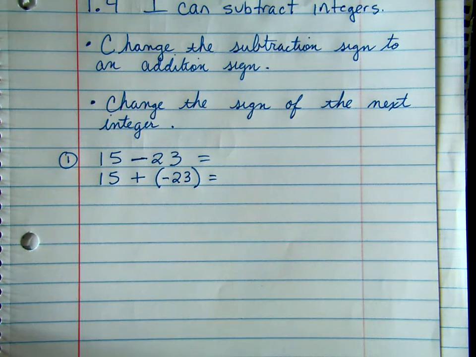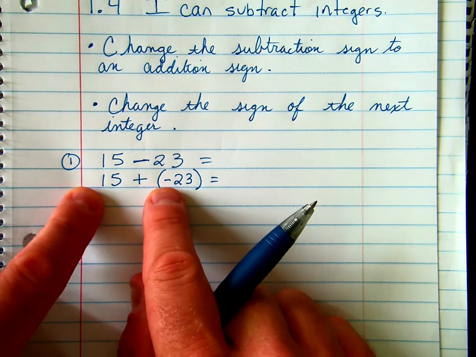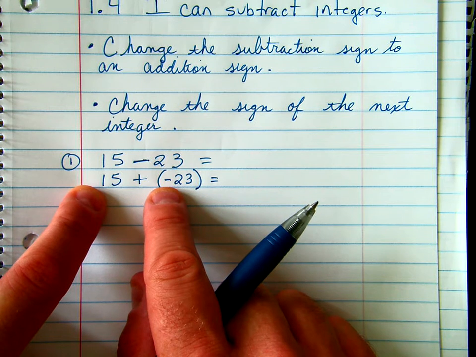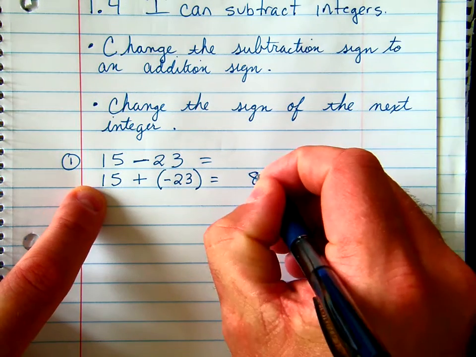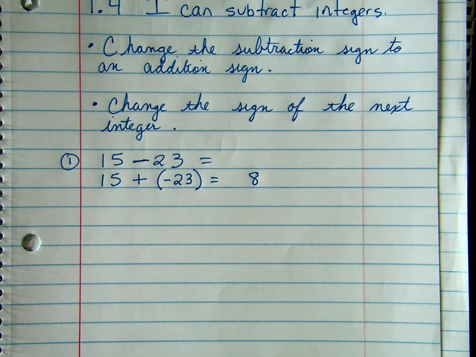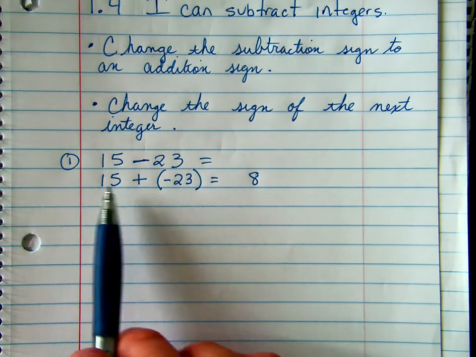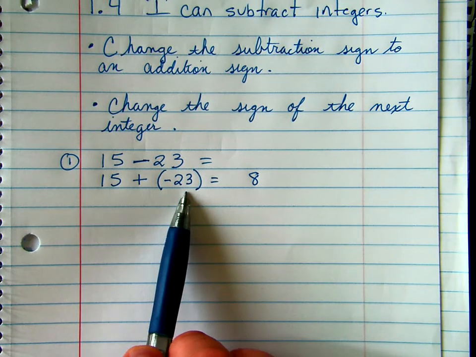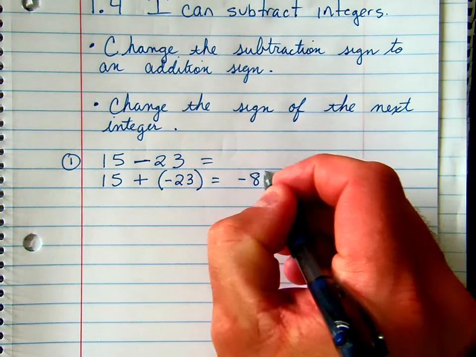Now that I have an addition problem, I can follow the rules of addition that many of us mastered. What do the rules state when the signs are different? What should we do? And then how do I know if my answer is going to be positive or negative? Which number has the most negatives or positives? So do we have more positives or more negatives? So then our answer is going to be -8.